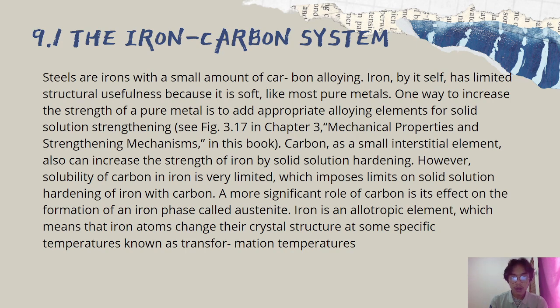Carbon, as a small interstitial element, can also increase the strength of iron by solid solution hardening. However, the solubility of carbon in iron is very limited, which imposes limits on solid solution hardening of iron with carbon. A more significant role of carbon is its effect on the formation of an iron phase called austenite. Iron is an allotropic element, which means that iron atoms change their crystal structure at specific temperatures, known as transformation temperatures.